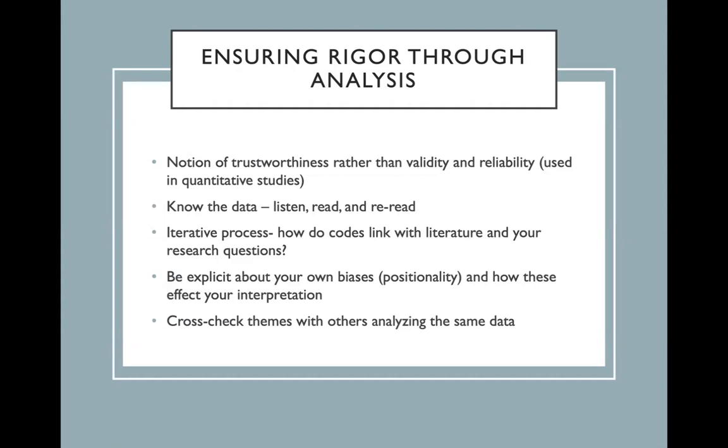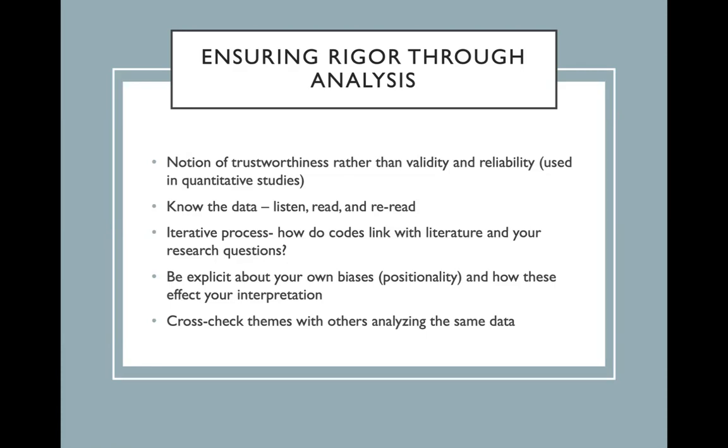How do codes link with literature? How does this literature link with the research questions? These are the things that you need to take into consideration. These are also the instances where you have to be explicit about your own biases or positionality and how these affect your interpretation.